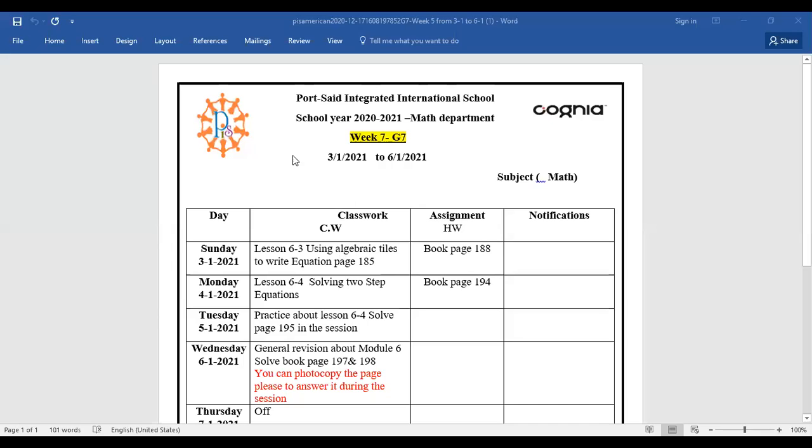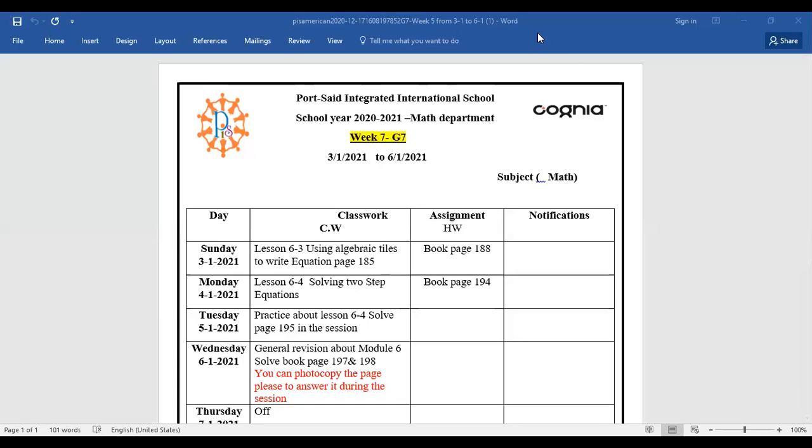Using algebraic tiles. In this week, you can check your SMS. You will find week 7, which starts today, 3/1, till 6 January, because inshallah Thursday it will be off. So today we are going to study lesson 3/6, which is using algebraic tiles to write equations.